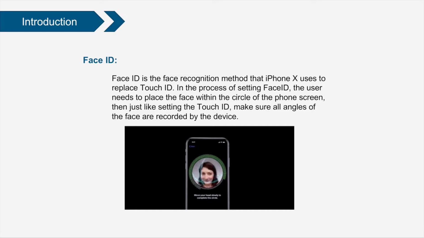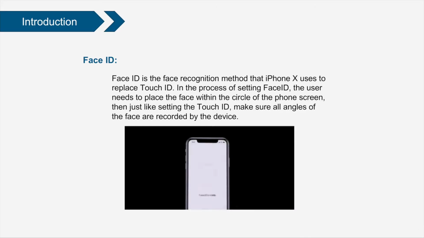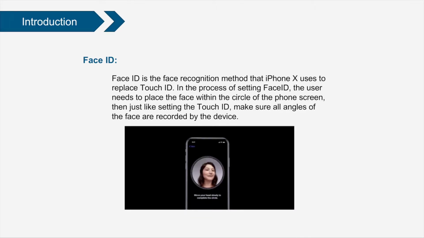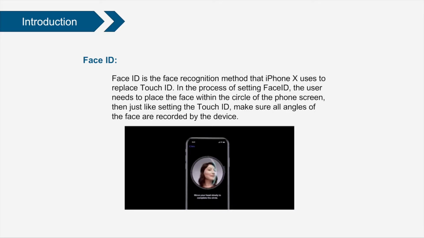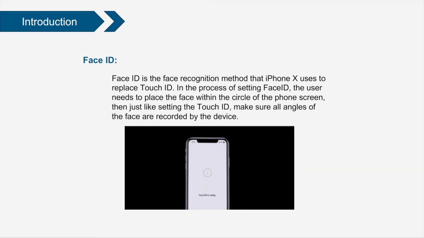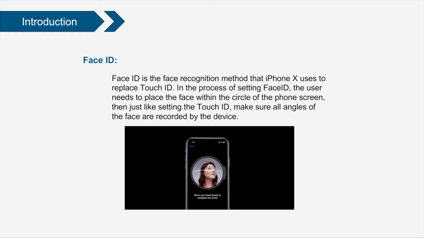In the process of setting Face ID, the user needs to place the face within the circle of the phone screen. Then, just like setting the Touch ID, make sure all angles of the face are recorded by the device. The infrared light used by iPhone X is invisible and cannot be captured by the human eye. However, the receiver can receive the infrared ray even in the dark, so unlocking at night is not a problem.